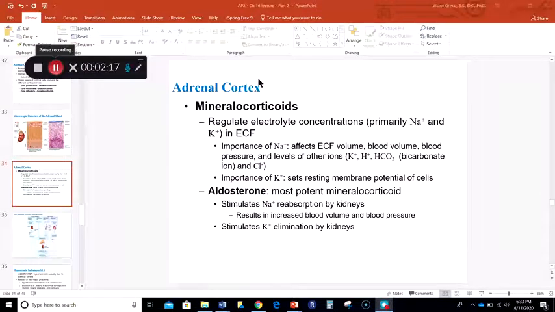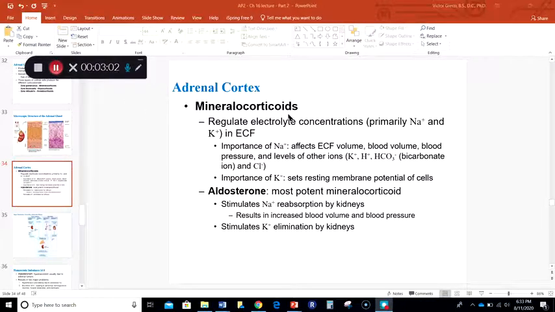The zona glomerulosa of the adrenal cortex produces this first type of hormone called mineralocorticoids. They regulate electrolyte concentrations, mainly our sodium ions and our potassium ions in our extracellular fluid. Now, sodium ions are very important for your blood volume because as sodium enters fluid, water follows it. So just think of sodium ions as being a magnet for fluid, which will increase blood pressure as fluid travels towards the sodium ions, if we're talking about the blood.